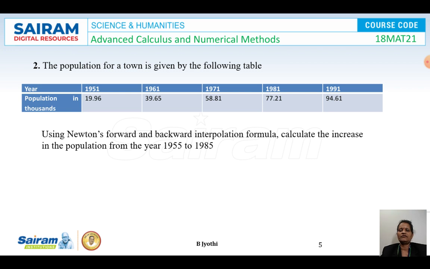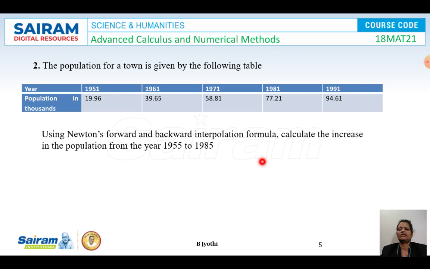Next problem. The population for a town is given by the following table. The years are 1951, 1961, 1971, 1981 and 1991. Population in thousands is 19.96, 39.65, 58.81 and 77.21, and in the year 1991 it was 94.61. Using Newton's forward and backward interpolation formula, calculate the increase in the population from 1955 to 1985.